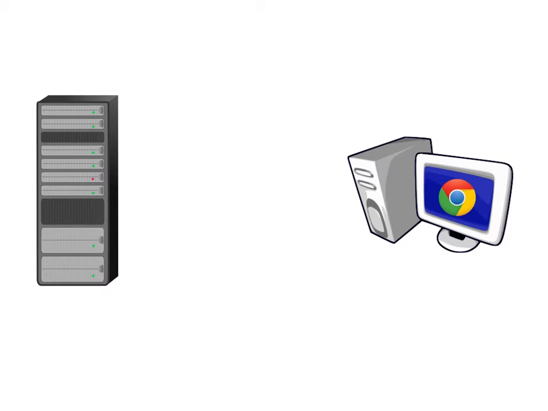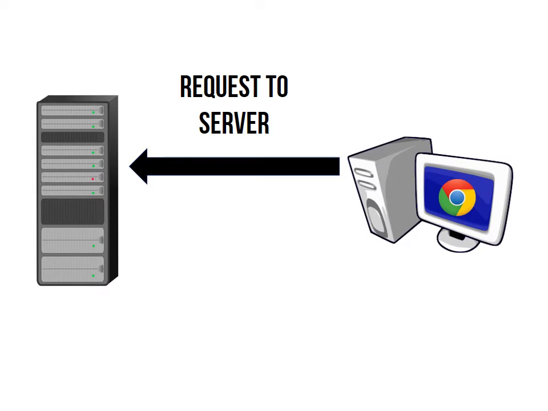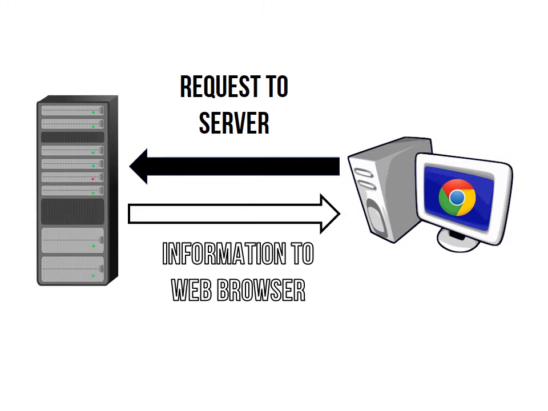The web browser makes a request to the server for information. The HTML, CSS code, images, and other parts of the web page are transferred to your computer and then put together into a viewable format in the web browser.